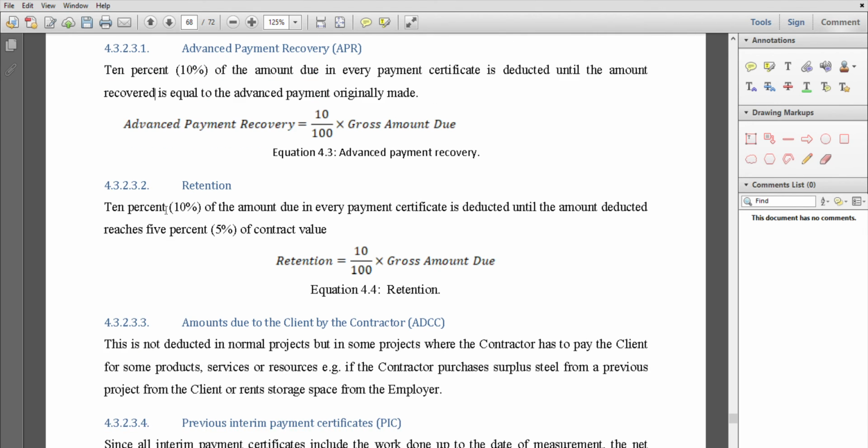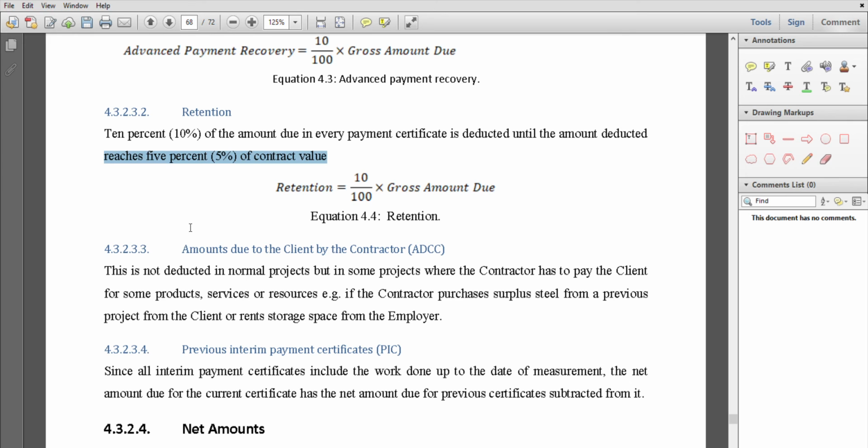Retention also, the percentage is almost 10%. The retention of the amount due in every payment certificate is deducted until the amount deducted reaches 5% of the contract value. Because they say that there is 5% as a contract retention. Sometimes it's 10%. However, we will deduct 10% from your gross amount due, until the amount deducted reaches 5% of the contract value.